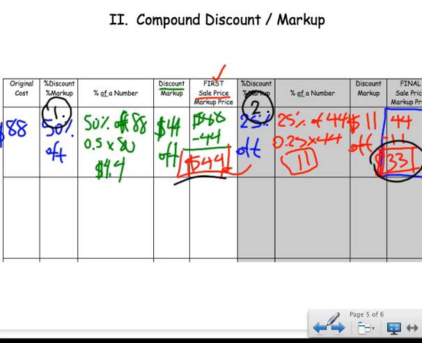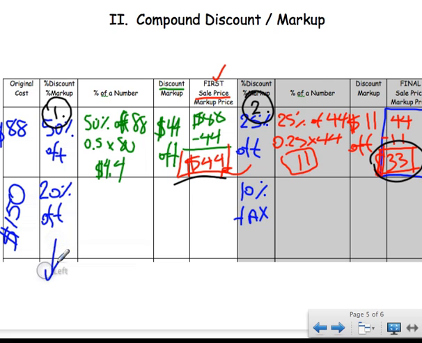Now I'd like you to try a problem that is not two discounts, but a discount and then a tax. Let's say someone buys a PlayStation that would have cost $150. Two things happen. The first is a discount of 20% off. The second is a tax of 10%. Remember, the 20% off is going to make this price cheaper, but then with whatever price you get, the 10% tax is going to make it more expensive. Go ahead and finish this problem. Press play when you're ready to check your answer.